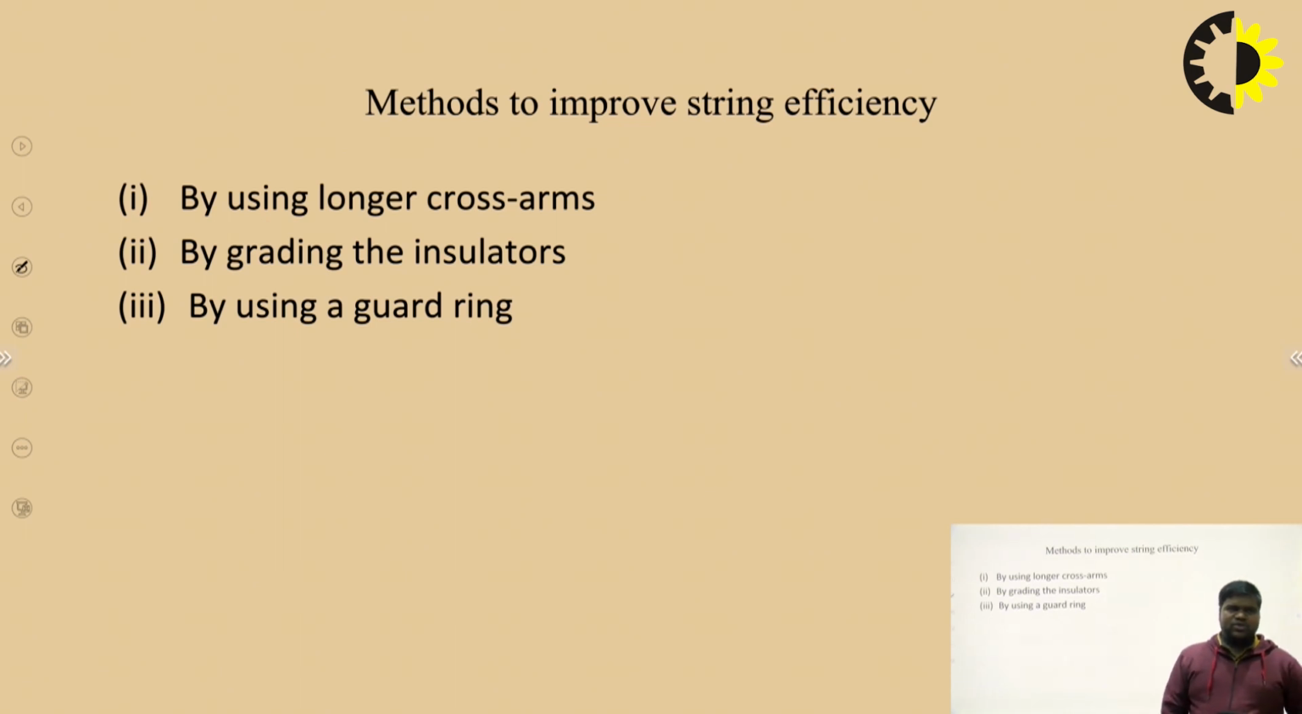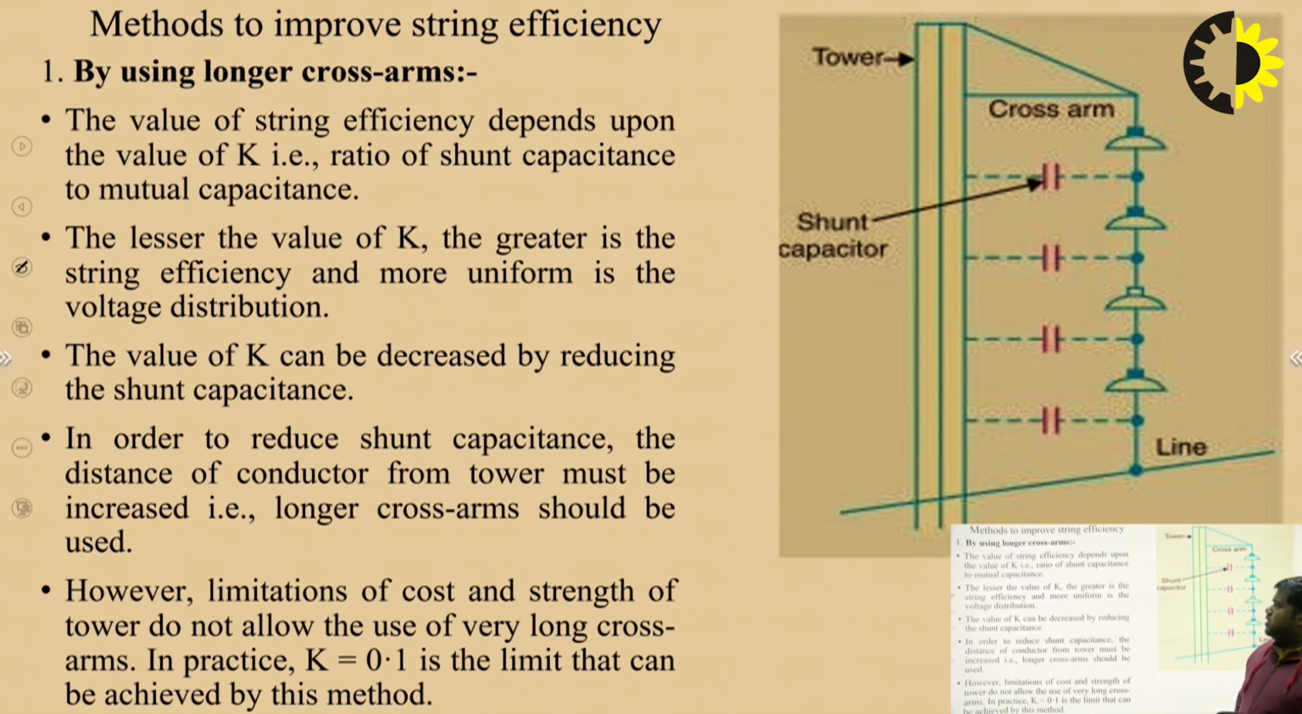First one is by using longer cross arms. Second one is by grading the insulators, and third one is by using a guard ring. So in the first case, by using the longer cross arm, the value of string efficiency depends upon the value of K, the ratio of shunt capacitance to the mutual capacitance.